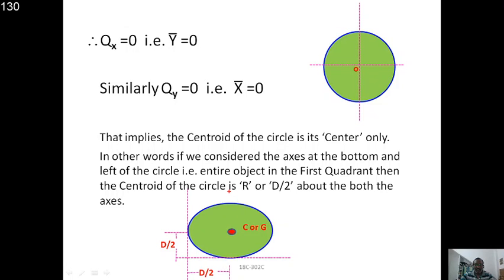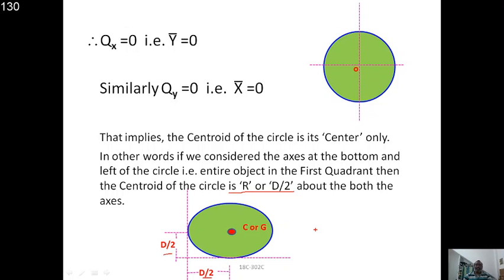So now my axes are shifted from the center to the first quadrant side. So the entire object is now placed into the first quadrant. In that case, the centroid x bar or y bar is equal to the radius, or d by 2. So it is equal to d by 2 or radius.